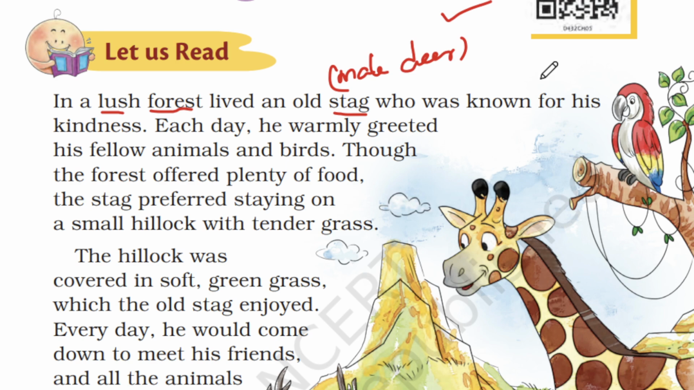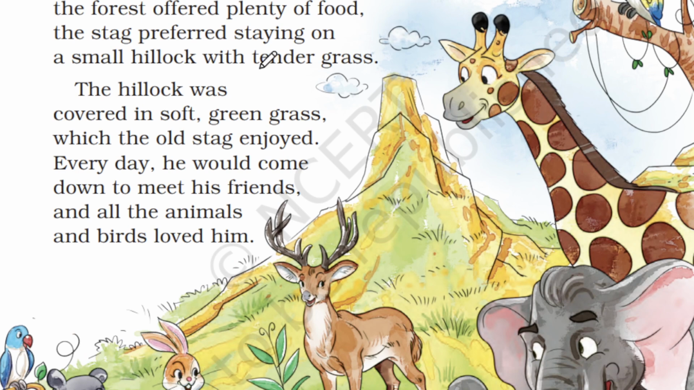Okay, so the deer, how he is very kind. Because of his kindness everyone loved him very much. Each day he warmly greeted his fellow animals and birds. Though the forest offered plenty of food, the stag preferred staying on a small hillock with tender grass. So tender grass means soft grass, which is very tender and very nice to eat. Okay, that's what it meant.